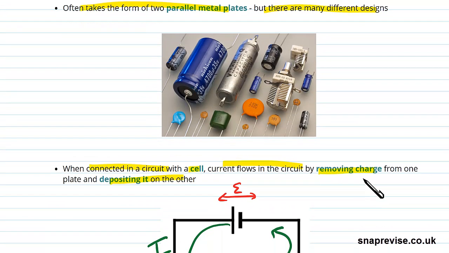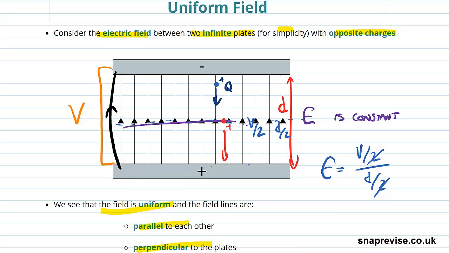So that's why I was saying earlier, this example here of our uniform field, this is an example of a capacitor because we have this equal and opposite charge. That's how a capacitor works. You have these two parallel metal plates.